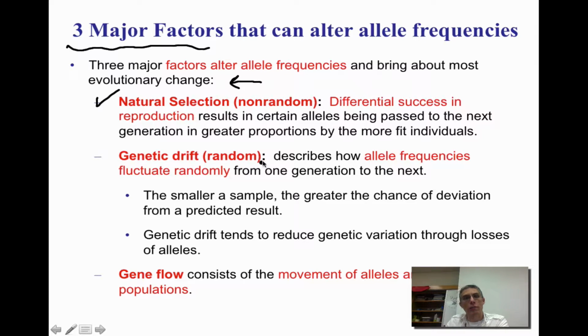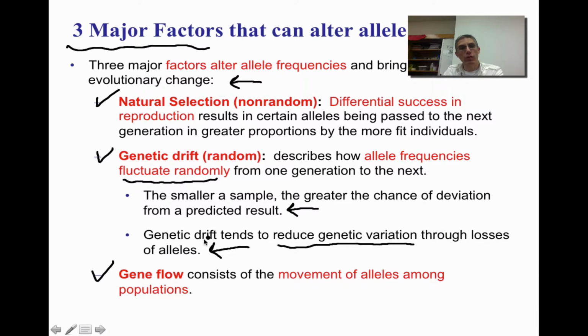In other words, only those that have the ability or opportunity to reproduce are going to contribute their alleles to the population. Then the second is going to be something called genetic drift. Now this is considered a random type of situation, and genetic drift simply describes how allele frequencies are going to fluctuate randomly from one generation to the next. Now, the thing about genetic drift is that the smaller the sample, there is a much greater chance of deviation from what we would consider a predicted result.